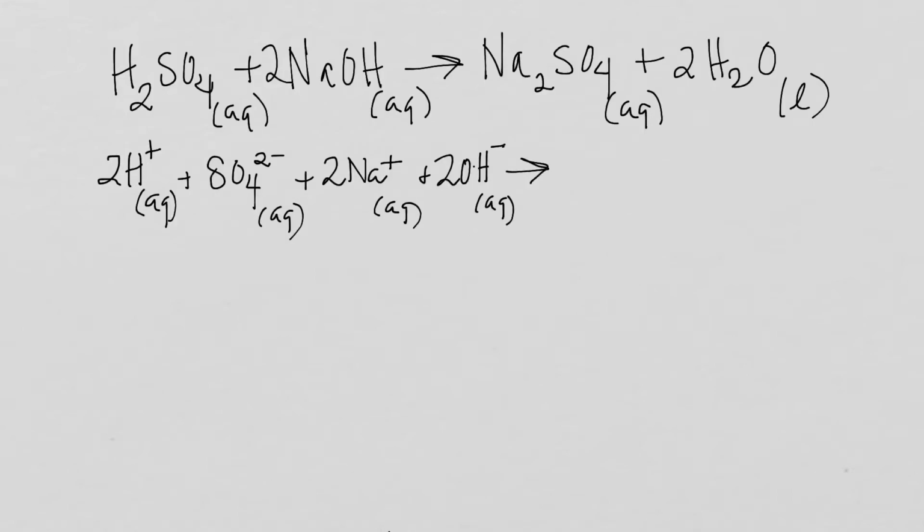Now on the other side of the equation, we are going to split this one apart because it's aqueous, but liquid water is going to stay together. It doesn't become ions. So when the sodium sulfate dissolves, we have 2 sodium ions floating around in solution, and we have a sulfate ion floating around in solution. And then we have our 2 waters.